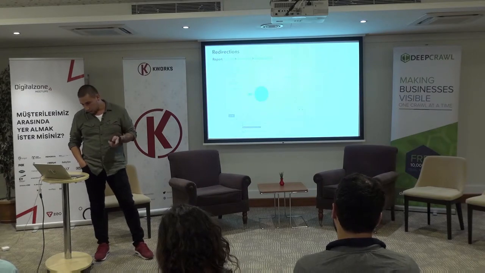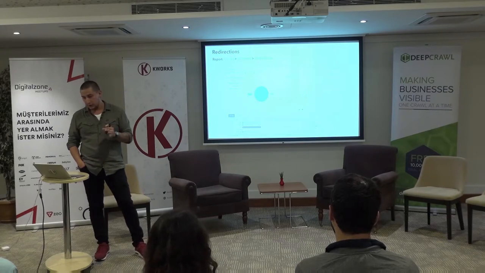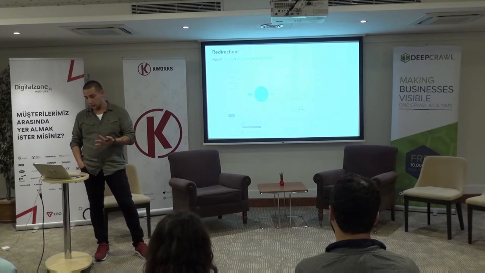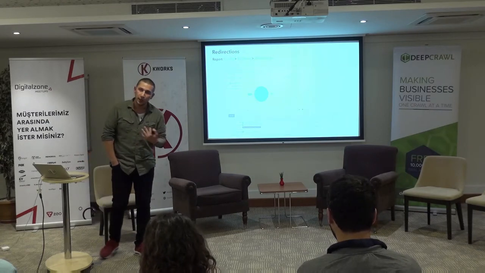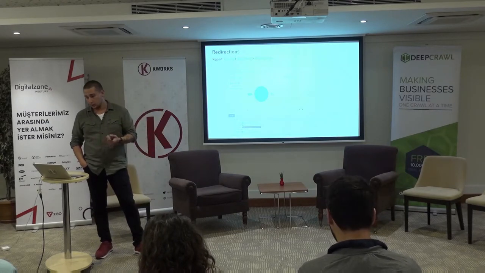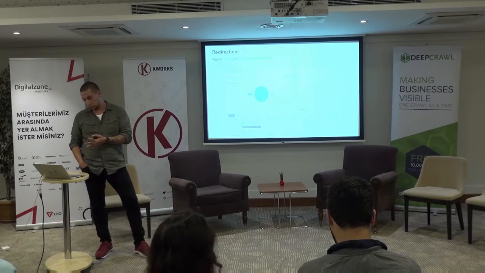Bundan sonra yönlendirmelerden bahsetmiştim. Yine sadece yönlendirmeler için de bir raporumuz var. Burada site içerisinde ya da site haritalarında ya da crawl'u başlatmadan önce dahil ettiğimiz kaynaklarda Deepcrawl'un bulduğu URL'lerin 300 yanıtı verip vermediğini gördüğümüz nokta. Rapor daha doğrusu.